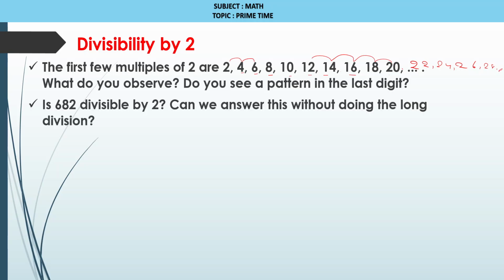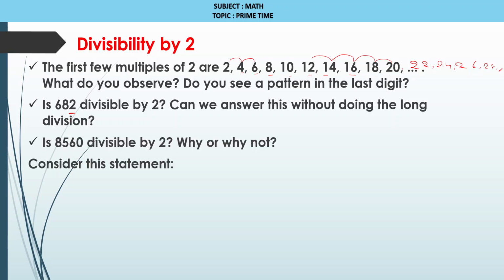Is 682 divisible by 2? Yes, because it is ending with a 2. Can we answer this without doing the long division? Yes, because it is ending with a 2. Is 8560 divisible by 2? Yes, because it is ending with a 0. Here we have observed that numbers ending with 2, 4, 6, 8, 0 are divisible by 2. Therefore, as this number ends with a 0, it is divisible by 2.